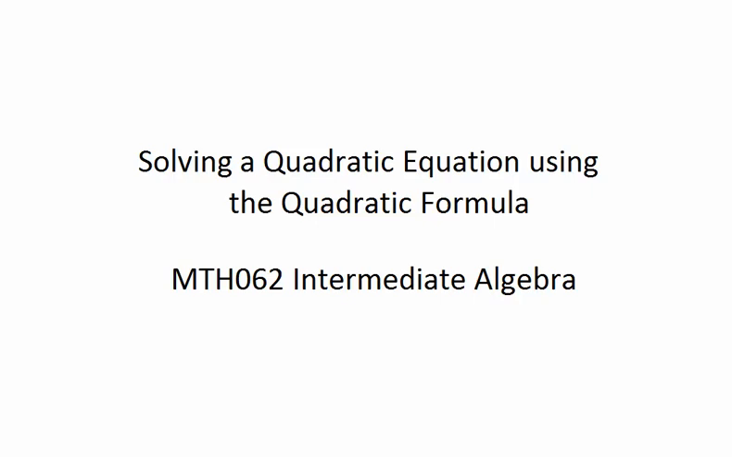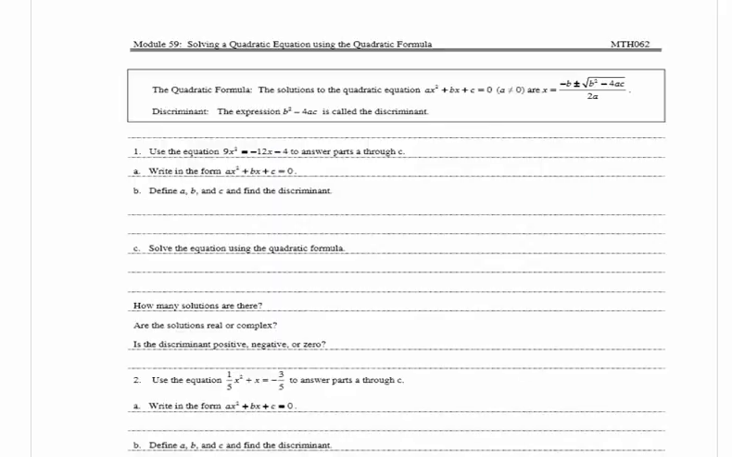In this video, we're going to be solving a quadratic equation using the quadratic formula. The quadratic formula, which we proved in a previous module, is x is equal to negative b plus or minus the square root of b squared minus 4ac divided by 2a. And the discriminant is the expression b squared minus 4ac.